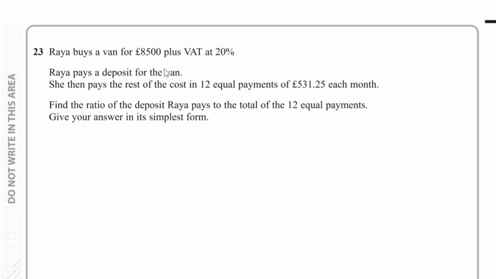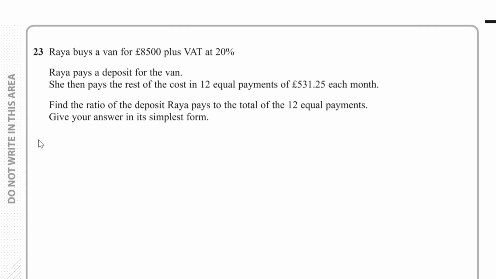Question number 23. Rhea buys a van for £8,500 plus VAT at 20%. Rhea pays a deposit for the van. She then pays the rest of the cost in 12 equal payments of £531.25 each month. We have to find the ratio of the deposit Rhea pays to the total of the 12 equal payments. Give your answer in simplest form.